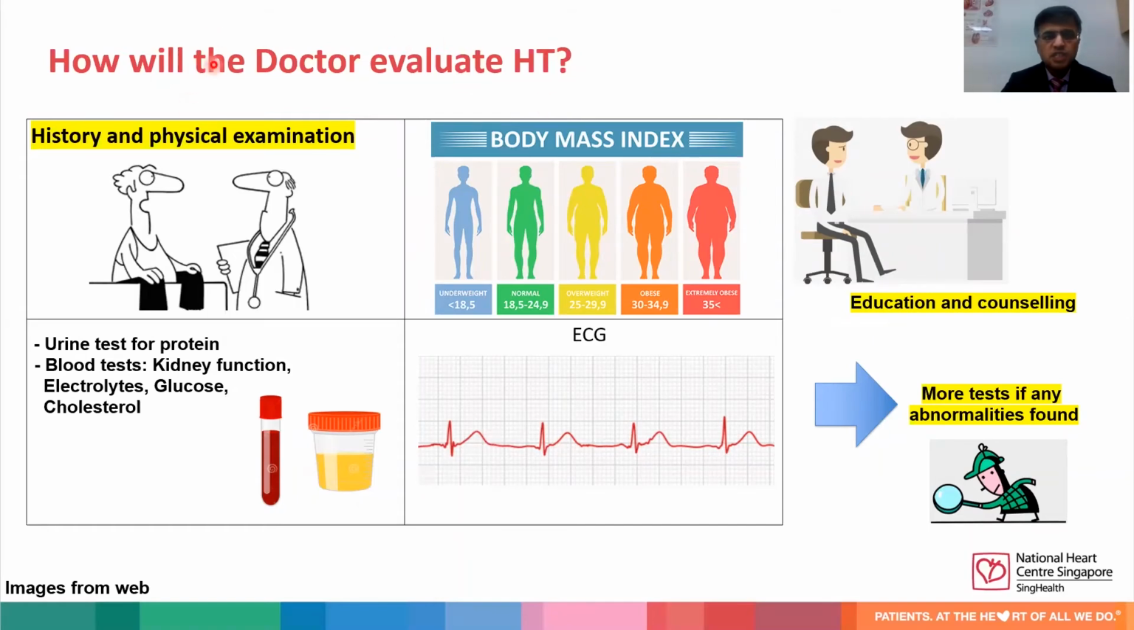How will a doctor evaluate hypertension? Once you visit a physician who has diagnosed you to have hypertension, they will take a history and perform a physical examination, and record your height and weight, because obesity may be linked to high blood pressure. Some basic tests which we do are blood tests looking at the kidney function, screening for diabetes, screening for cholesterol, and a urine test looking at the urinary proteins. And a basic electrocardiogram is done to see whether there is any end organ damage to the heart. Following which, if any more abnormalities are found, more tests will be ordered. And of course, this is followed by education and counseling.